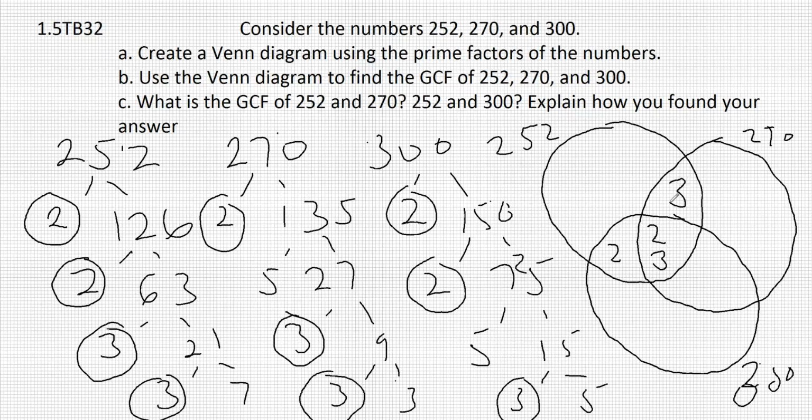Let's check for a 7. Do we have a 7 in common anywhere? No, we don't. Do we have another 3 in common? No, we don't. And do we have another 5 in common? No, we don't.